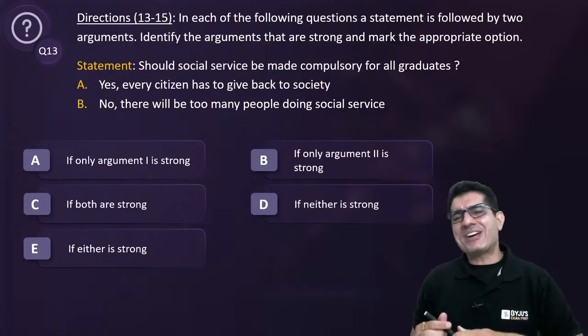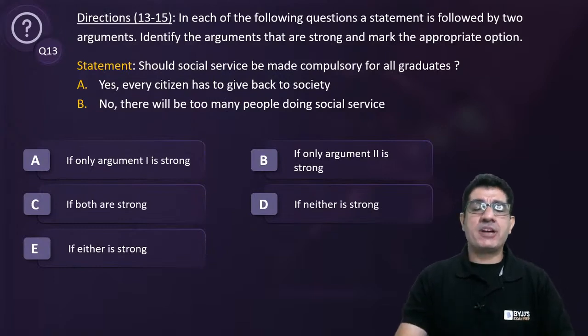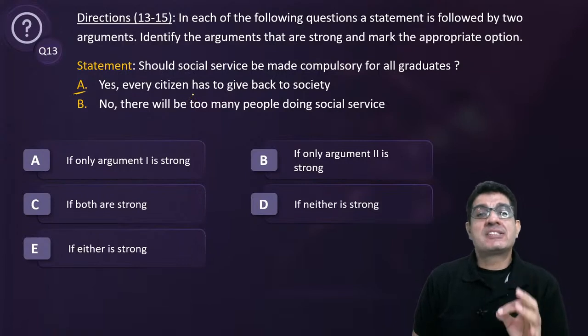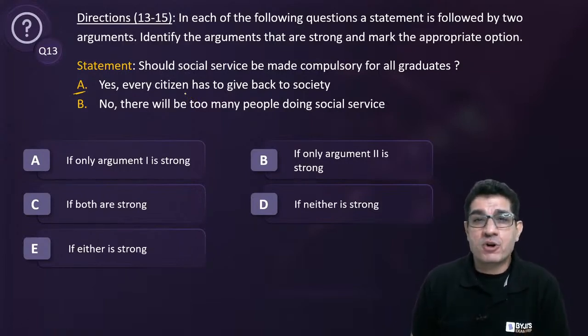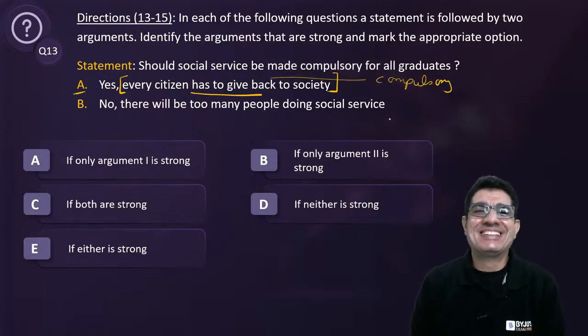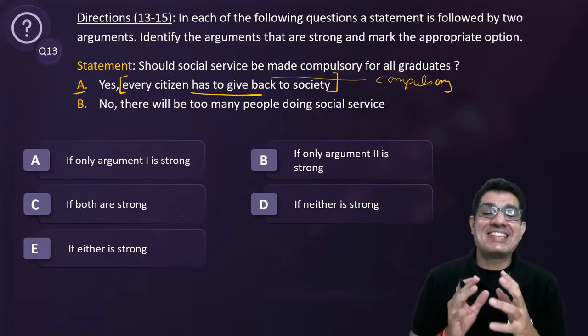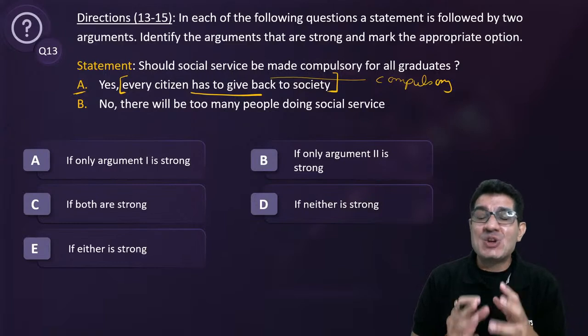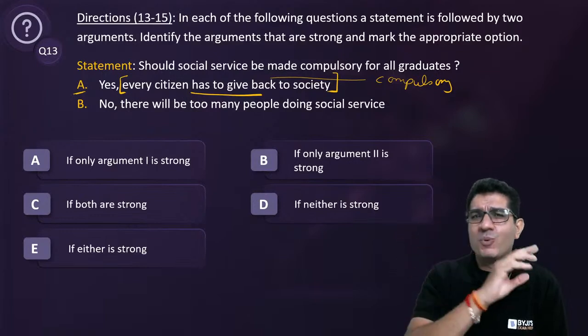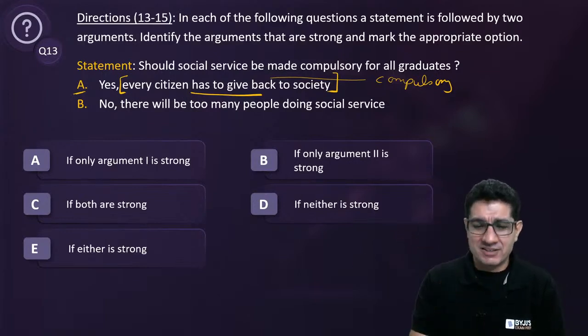Okay, so look at argument A. In a strong argument, you have a conclusion, and the conclusion is supposed to be backed up by a premise. Look at what A says. A says, yes, social service should be made compulsory for all graduates because every citizen has to give back to society. What do you understand by compulsory? But why is it compulsory? It appears that argument A gives you a reason, but it does not. It just restates the conclusion using a different set of words. There is no premise given here.